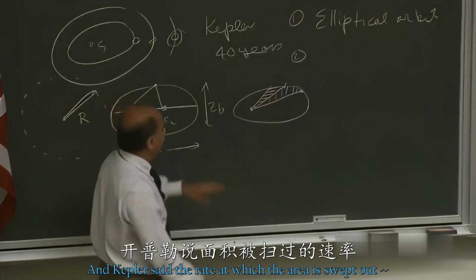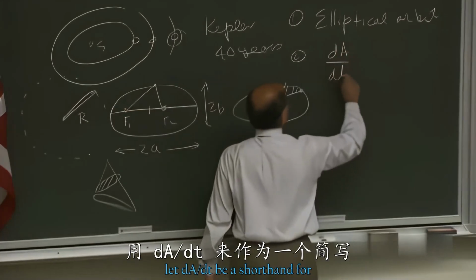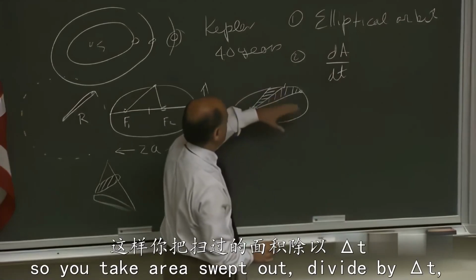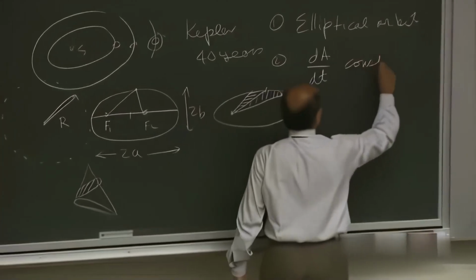And Kepler said the rate at which the area is swept out, let's call dA/dt a shorthand for how much area is covered in a certain time. So you take the area swept out, divide by delta t, and he said that's a constant.